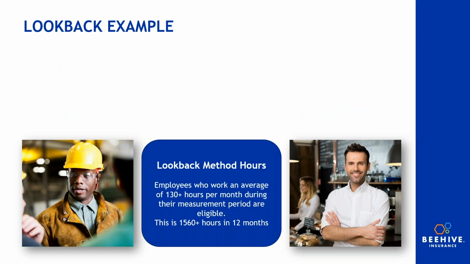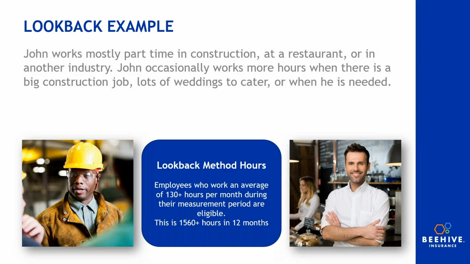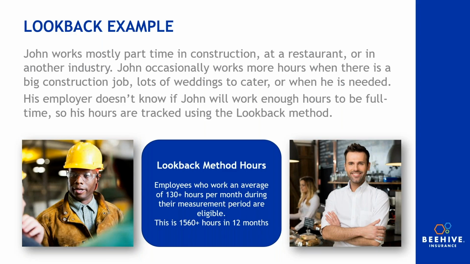So here's our look-back example. Now remember, employees who work an average of 130 hours per month during their measurement period are eligible. Over a 12-month span, that would be 1,560 hours or more. So we're going to look at John. John works mostly part-time in an unspecified industry. Occasionally, they work more hours when there's a big construction job, lots of weddings to cater, or whenever he is needed. When he is hired, John's employer doesn't know if he will work enough hours to be considered full-time. So John does not initially look or act like a duck. He is variable hour, so his hours are going to be tracked using the look-back method.